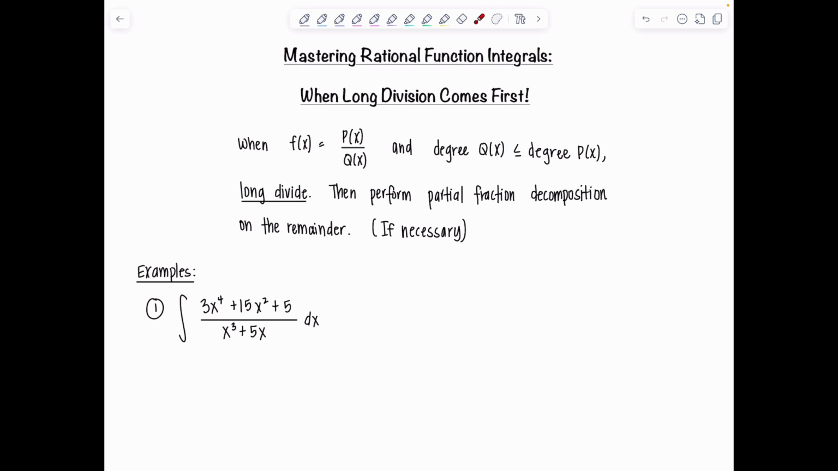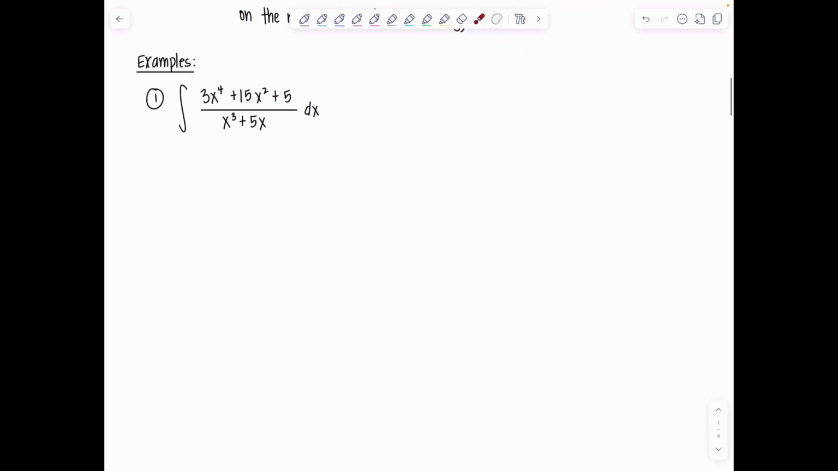Okay, first one, we have the indefinite integral of 3x to the 4th plus 15x squared plus 5 over x cubed plus 5x dx. Right away I notice I'm going to need to start off with long division, because the degree of the numerator is 4 and the degree of the denominator is not more than 4, it's lower, it's 3. So to start off, let's long divide.